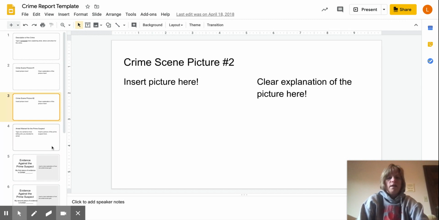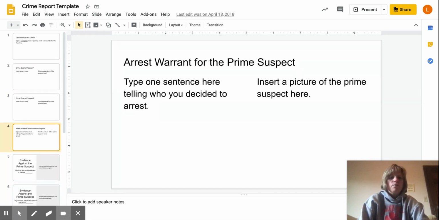Now it is time for your arrest warrant. You are going to do a sentence description telling us who you decided to arrest. So you'll say, I decided to arrest snowpack as my prime suspect, or La Nina, or global warming, or human demands. You don't have to tell why right here. It's just one sentence. Who's your prime suspect with a picture of it. Again, that picture might be a map or a graph, but it doesn't have to be. It could be an actual photo.